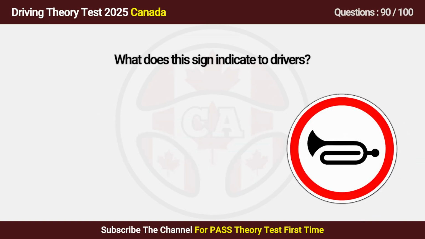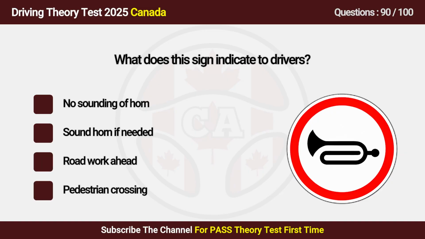Question 90. What does this sign indicate to drivers? A. No sounding of horn. B. Sound horn if needed. C. Road work ahead. D. Pedestrian crossing.